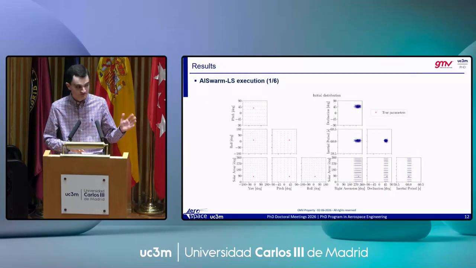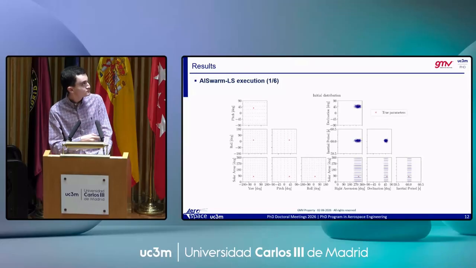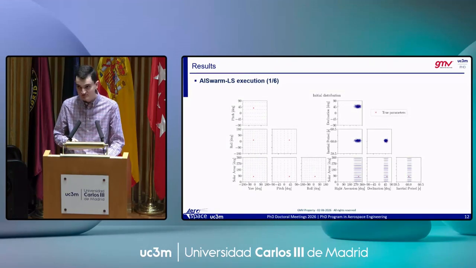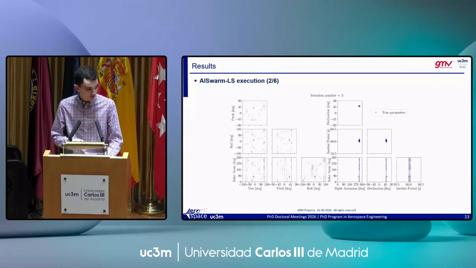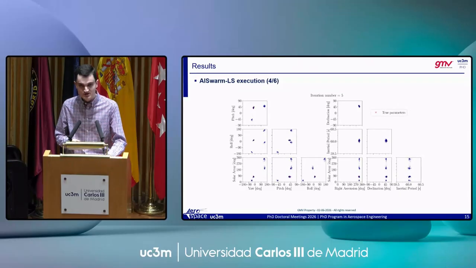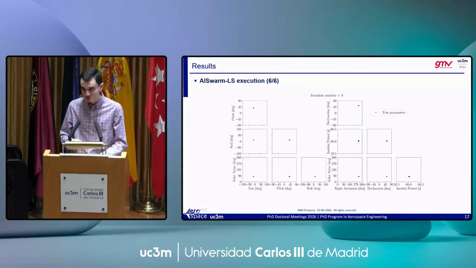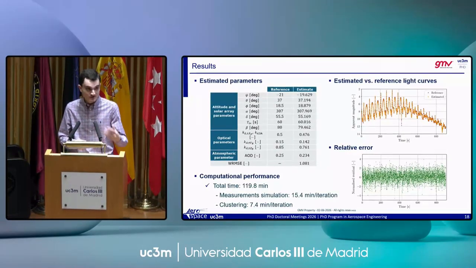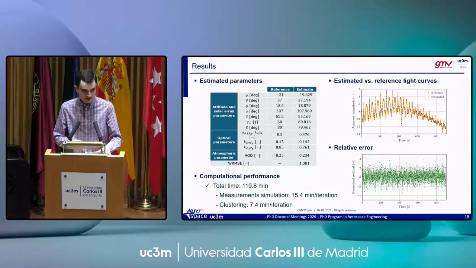As I explained before, we start with a Gaussian distribution for those parameters for which we have an initial estimate, and for the rest we use a uniform distribution. Now, by the third iteration, we see that some high probability regions begin to emerge, and as iterations progress, we see how the particles tend to converge to the true solution. In the table, we can see the numerical results of the final estimate.